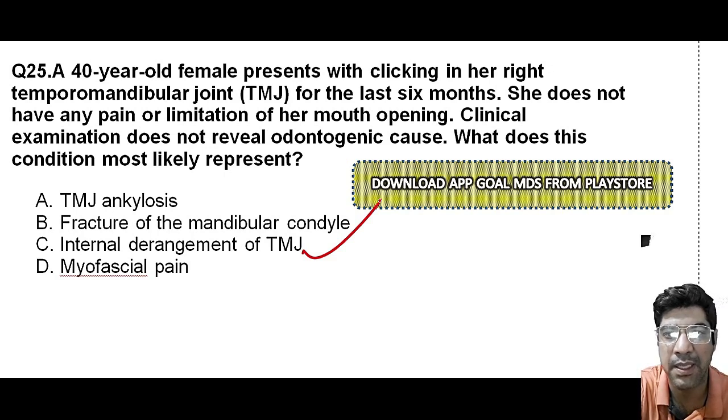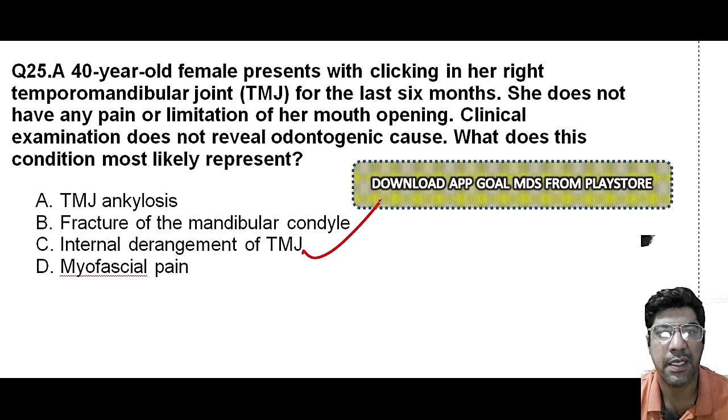The clicking or popping in the TMJ without associated pain or limited mouth opening presents with internal derangement of TMJ. It can involve disc displacement, condylar dislocation, disc-condyle abnormalities, etc. The patient with internal derangement may experience clicking and popping sounds as they open or close their mouth.